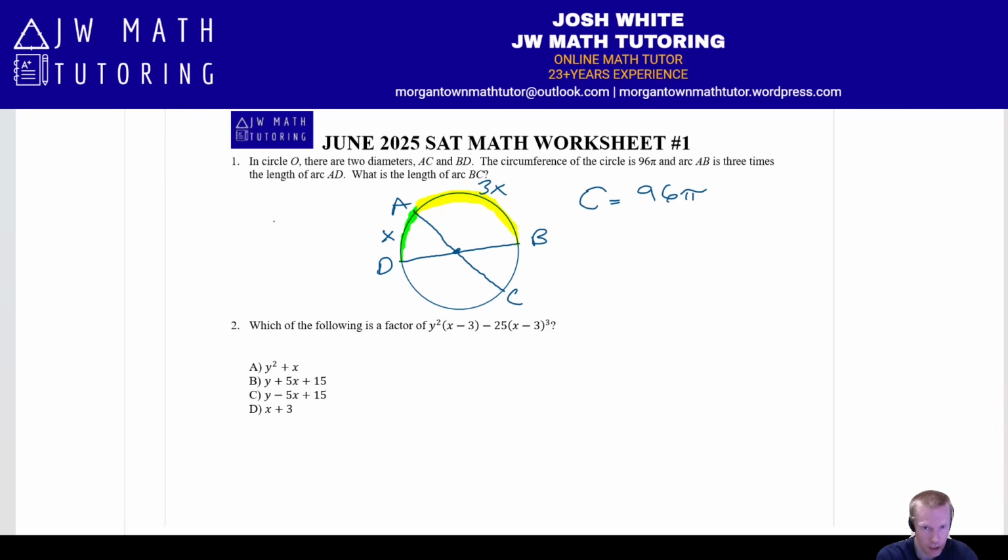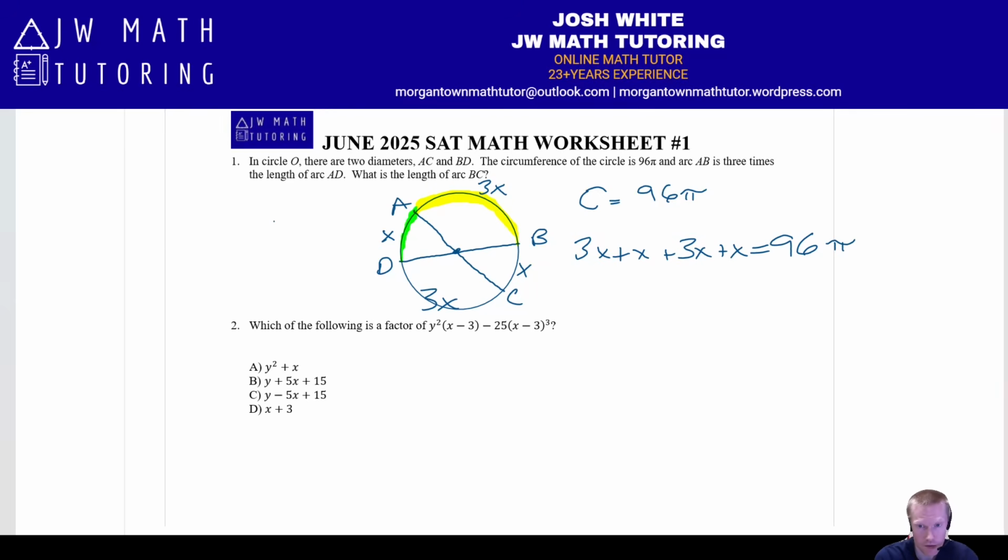Now, the corresponding arcs that are across from the ones that I've labeled x and 3x, so in other words, BC, you could say it's across from AD, is going to have the same length as AD, basically because of the fact that we have 2 diameters intersecting inside the circle. And the same thing is going to be true down here with AB and CD. So now what you can do is you can just go ahead and add everything up. 3x plus x plus 3x plus x, and you can set that equal to 96 pi.